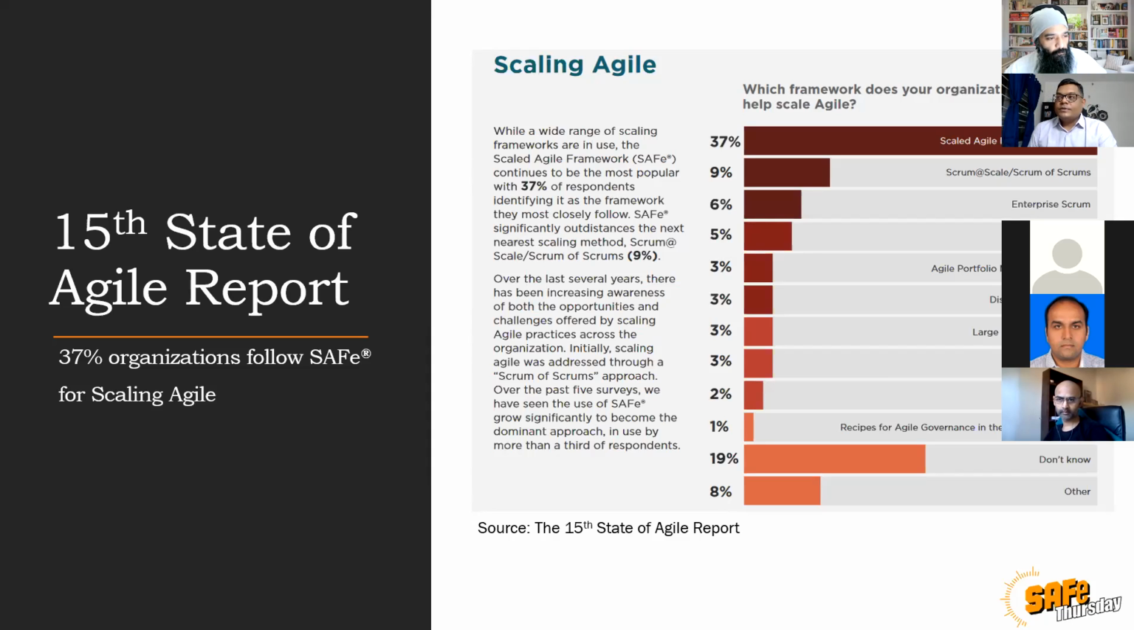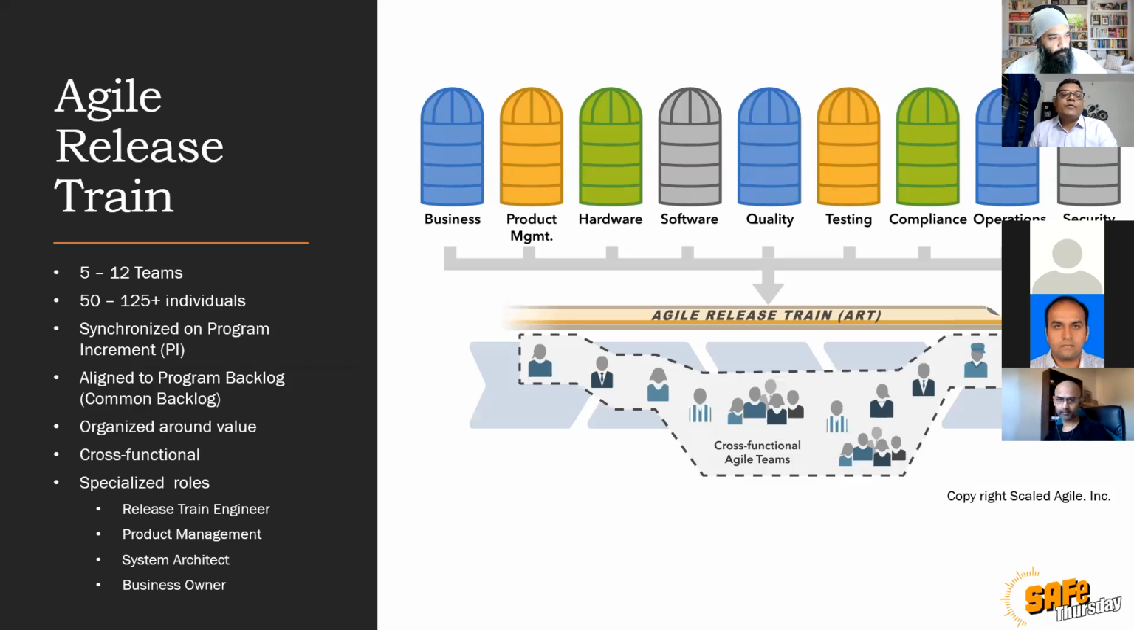Now, SAFe says this team of teams, let's call it an Agile Release Train, right, which is a virtual organization of 5 to 12 teams. And it could be 50 to 125 individuals. Now, again, this 125 number came from a person called Dunbar. He had done some research saying humans can maintain working relationships with up to probably 150 people.